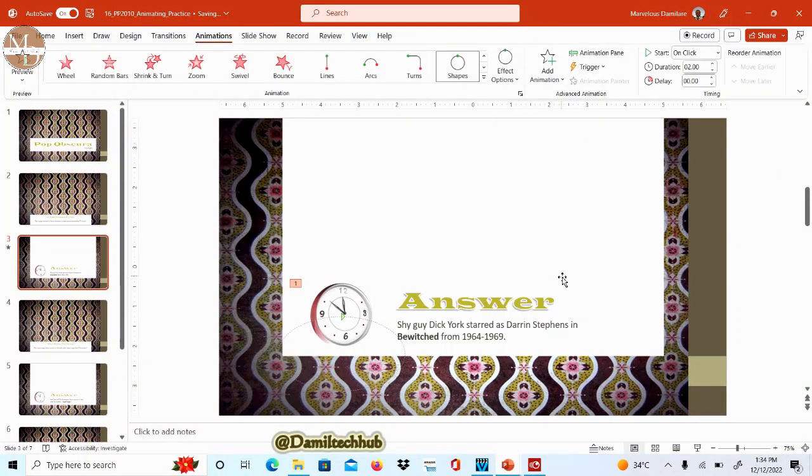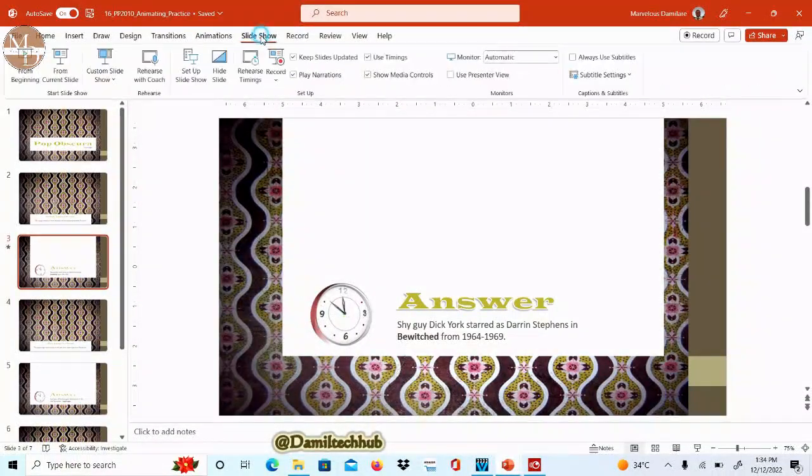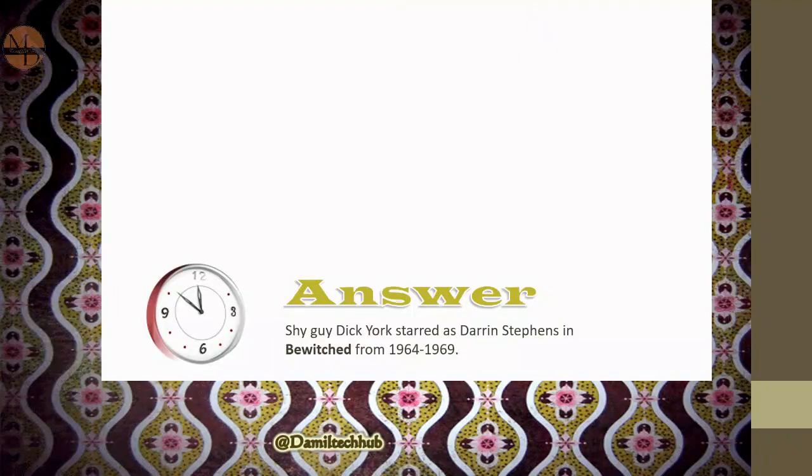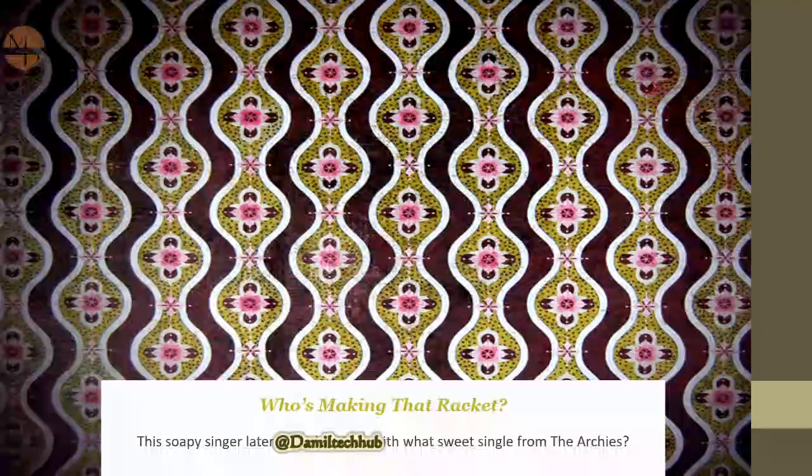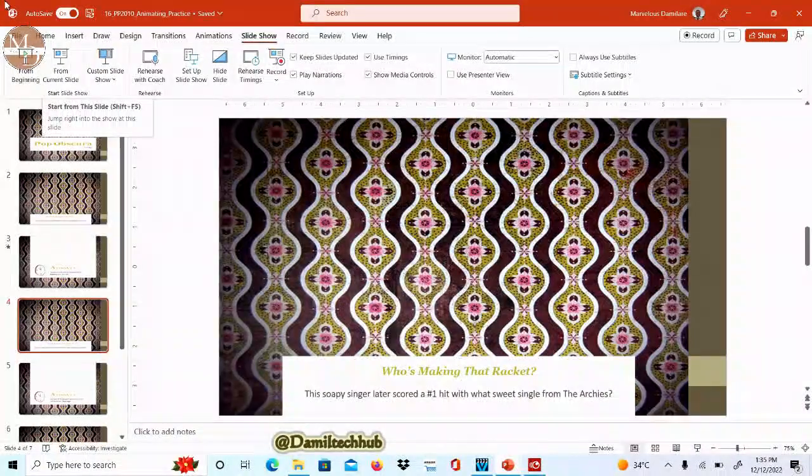To apply it, just select the object, click on the animation tab, then in the animation group, click on the drop down, then you see any one that you want. As long as the object is selected, it automatically appears. If I want to run the slideshow from the current slide, you see that's the last one I applied on this.